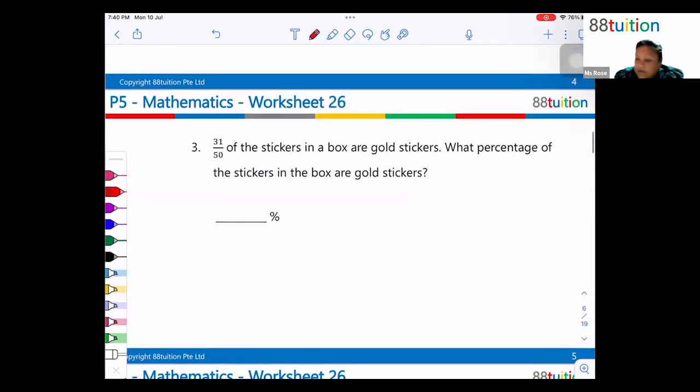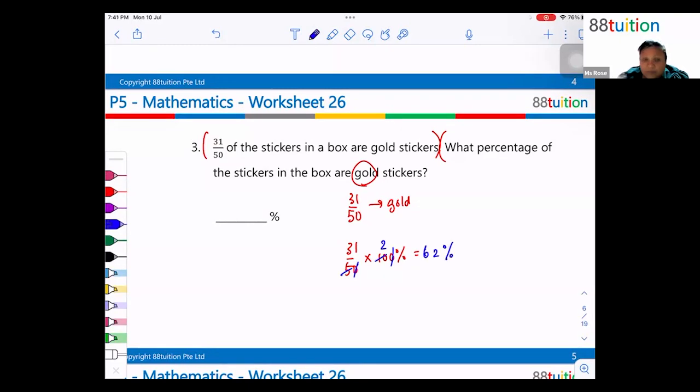All right, question 3. Some of you got this not correct. The question says, if 31/50 of the stickers in a box are gold stickers, what percentage of the stickers in the box are gold stickers? So what do I need to do? Anyone? I just have to take this and change it to a percentage. It means times 100% to give me, if you don't have a calculator, it will just be 2 times 31, which is 62%.